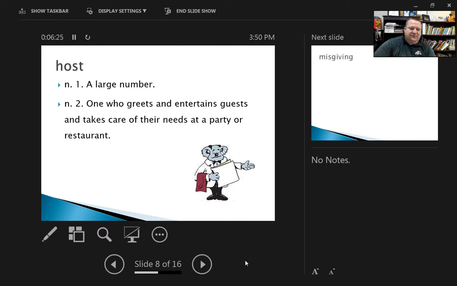Oftentimes you'll see restaurants will have hosts, especially fancy restaurants. They will just be someone to greet you to the restaurant. They aren't your waiter or waitress. They are not the person cooking the food. They are simply there to greet you and make sure that you are feeling welcome when you get there.